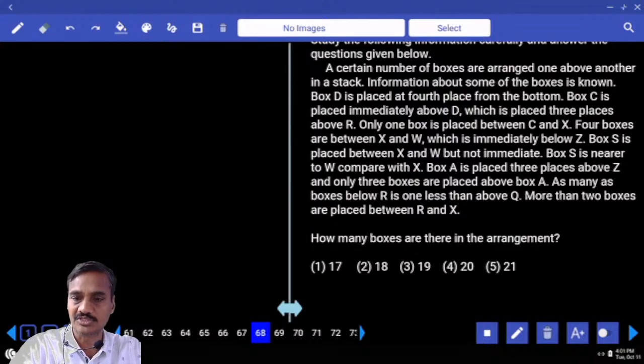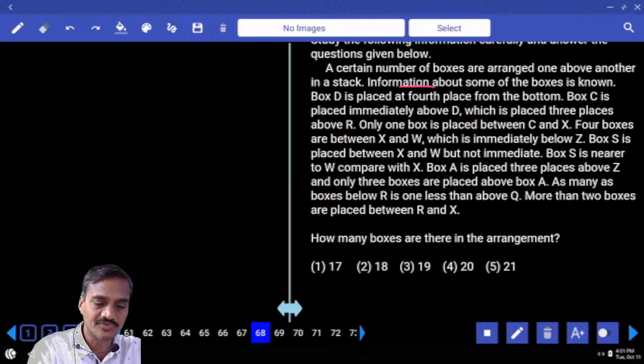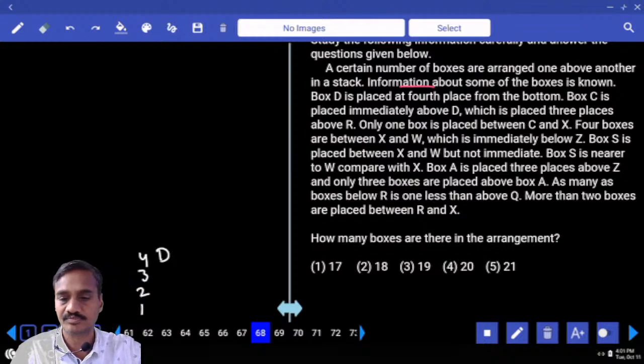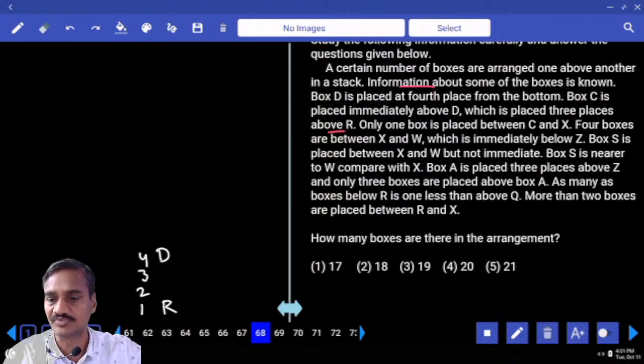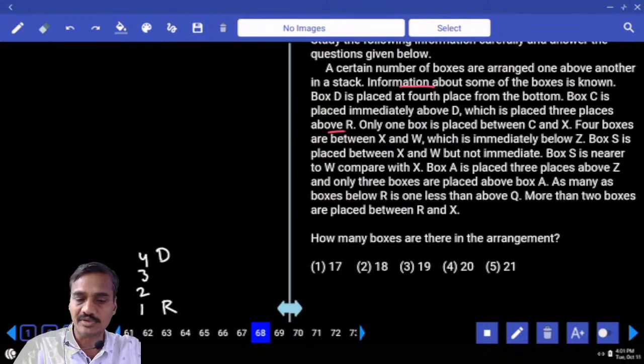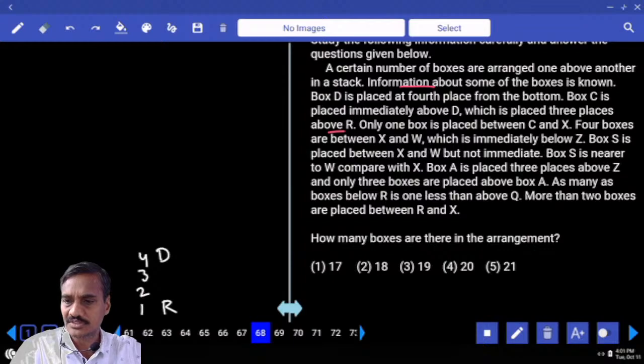Information about some of the boxes was given. D is placed 4th from the bottom. 4th from the bottom: 4, 3, 2 and 1. And 4th from the bottom, what is that one? D. D is placed 4th from the bottom. And next one, D is 3 places above R. D is 3 places above R means R must be at the first position. And only one box between C and X. C is placed immediately above D.